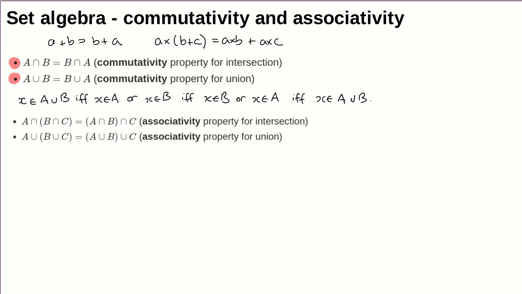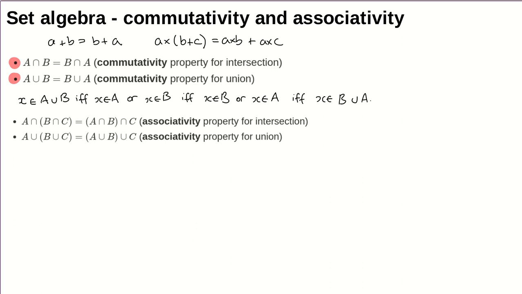Now, we've argued that something is an element of A union B if and only if it is an element of B union A. Excuse me, I've written the wrong way round there. Okay, and that's what it means for two sets to be the same thing. Two sets are the same when something's an element of one of them if and only if it's an element of the other. Okay, so that's the commutativity property.